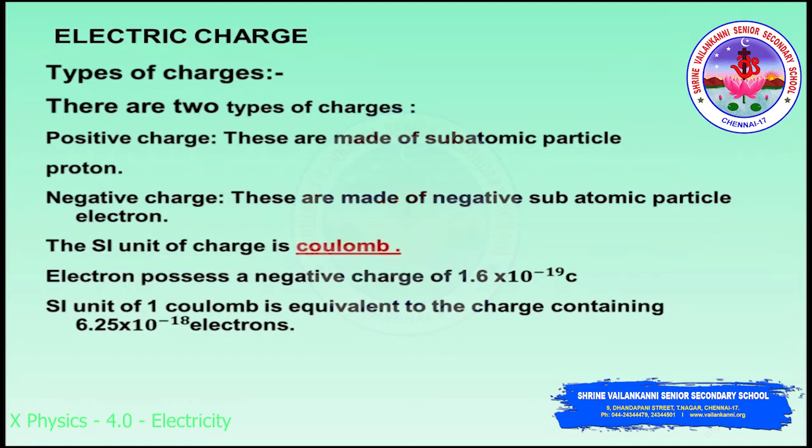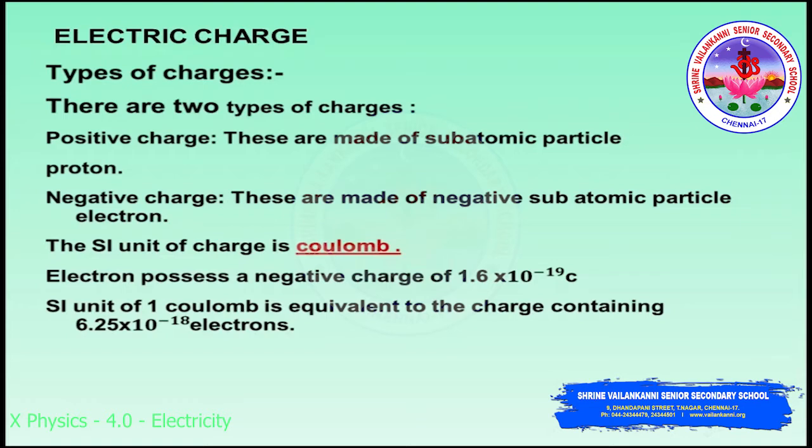Every atom is electrically neutral. That means the number of electrons revolving around the nucleus is equal to the number of protons in the nucleus. That means all matter contains these two types of electrical charges, positive charge and negative charge. Got it?